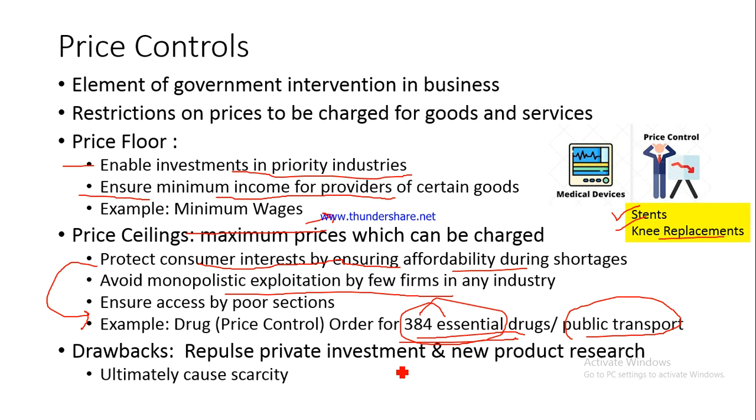And naturally, the new product research will also get impacted. This has happened in the cases of drugs. Now, this is one criticism of this drug price control order. What has happened because of the fixing of price ceilings in cases of drugs? What has happened basically now? You cannot sell beyond a particular price.